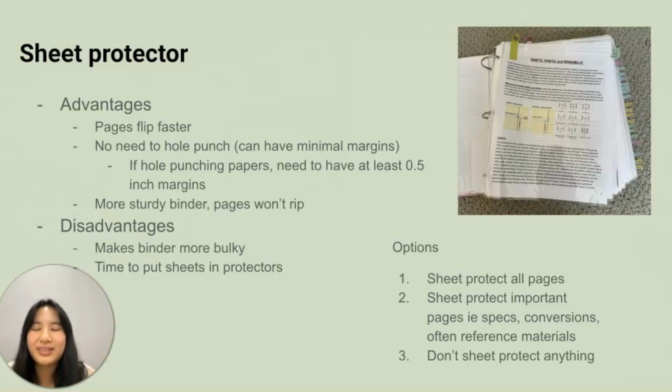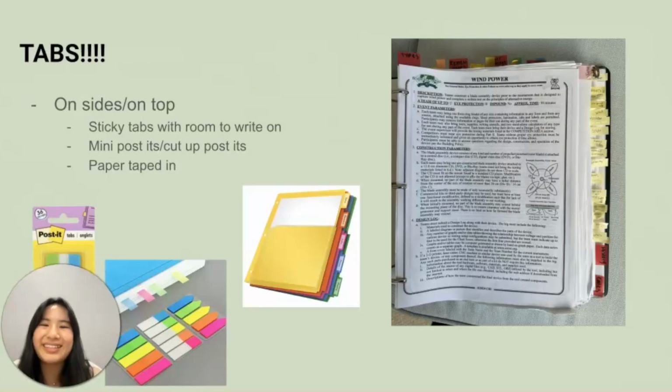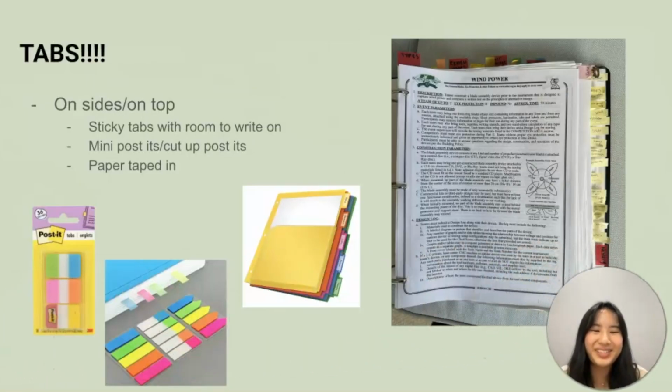Next, I think something really, really important to discuss is tabs. Oh my gosh, tabs are literally your savior when making a binder, and I'm not exaggerating at all. I think that when you're making a binder, outside of the content, tabs are one of the most helpful things during a test. This is because you don't have to be flipping through all the pages or looking back at a table of contents and then trying to find the page number. You just have tabs of everything important.